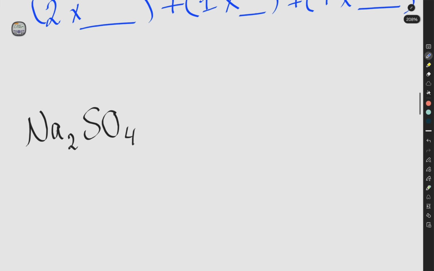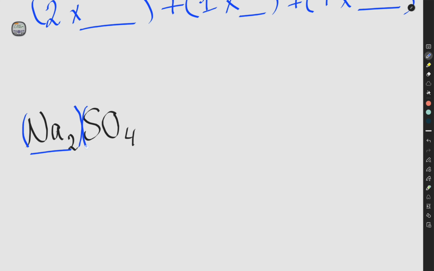Okay, this is the next example. You have Na2SO4. How do I do this calculation? I look at the capital letters. How many elements do I have here? A capital letter starts here, and there's a capital letter here, which means this is one element. Okay.